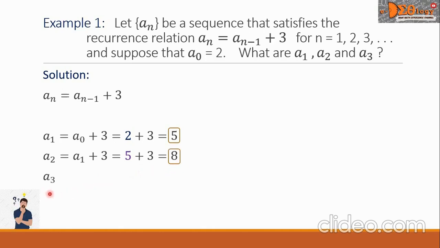We go to a sub 3. In here, our n is equal to 3. Therefore, using our formula, a sub 3 is equal to a sub 2 plus 3. The value of a sub 2 is derived as 8. We substitute this value 8 for a sub 2. So we have 8 plus 3. And the sum is 11. This is the value of a sub 3.